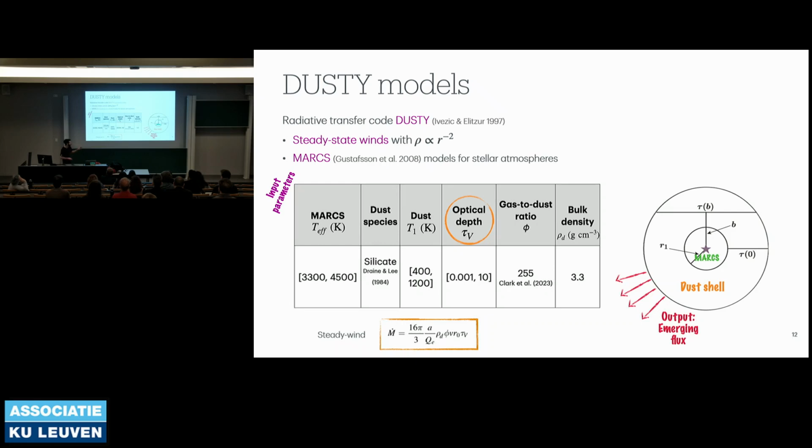Another factor that is significant is the gas-to-dust ratio, because we probe the mass loss rate getting the dust shell properties, so how much dust is produced, and then we need to infer how much gas actually leaves the star. So this, we assume an average value from the galaxy. And this is important for the uncertainties in the end.